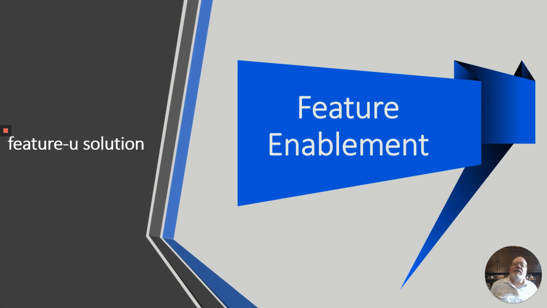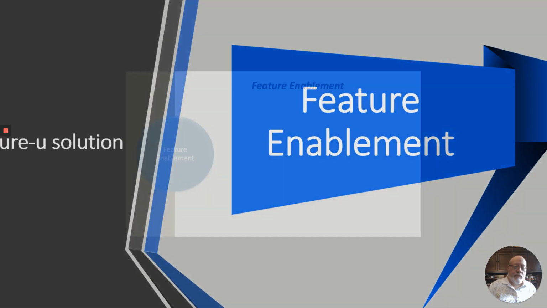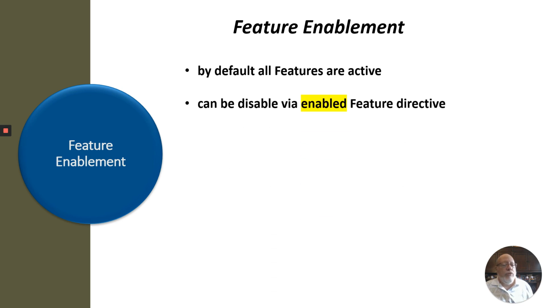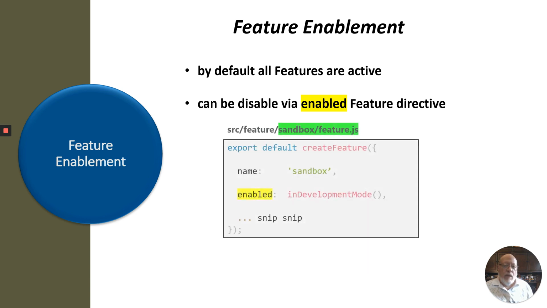All right, let's take a slight excursion and look at feature enablement. Basically, by default, all features are active. But you can actually disable a feature through the enabled feature directive. And we saw that in one of our teasers. So here it is in a code sample.